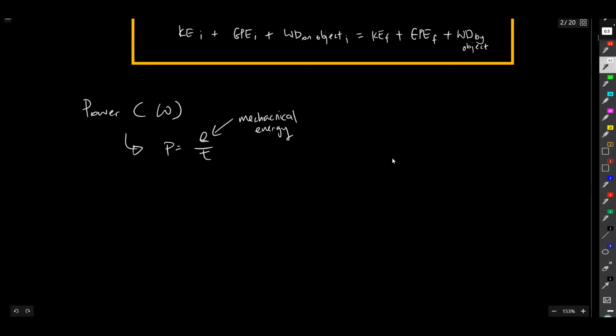So power equals energy over time. This is the second formula of this chapter. Not really the second formula, but this is the power formula, which I think most of y'all will be able to remember already. Okay, so that's it for power.